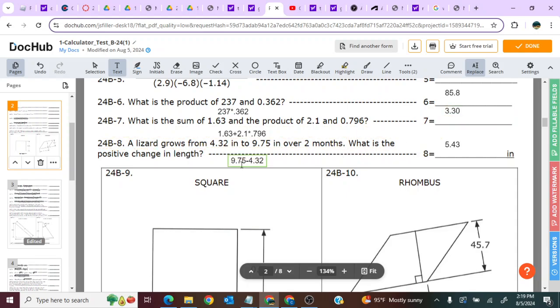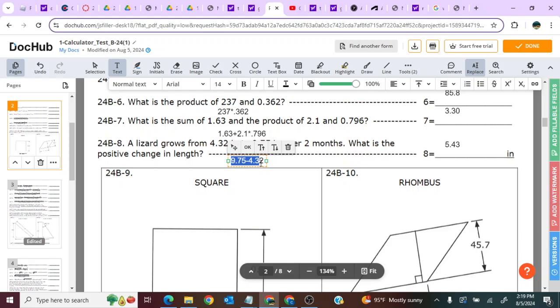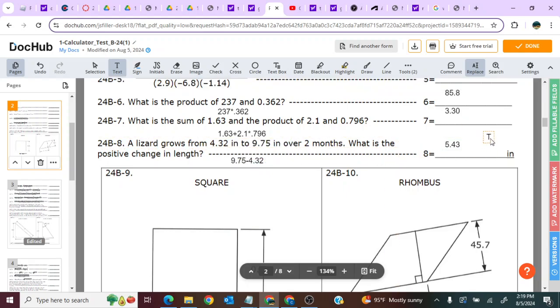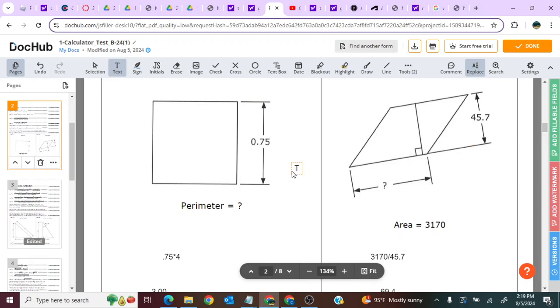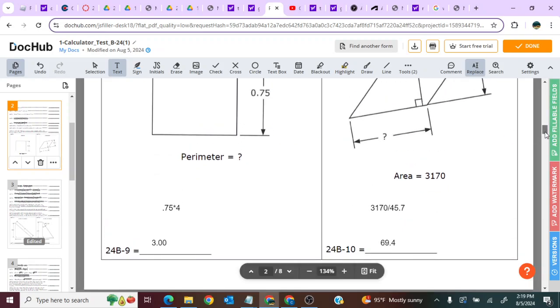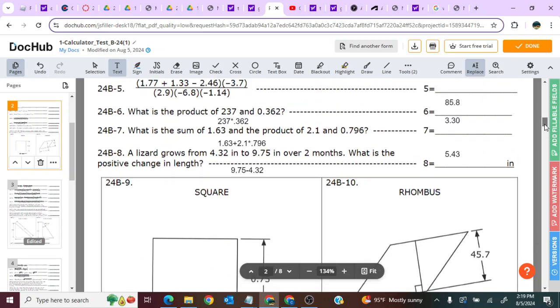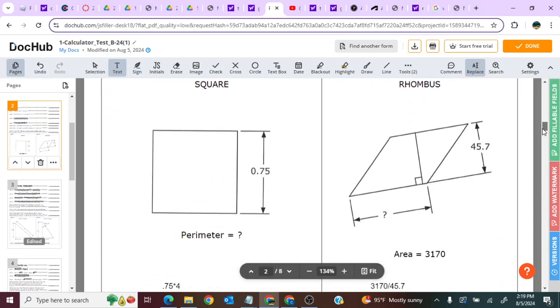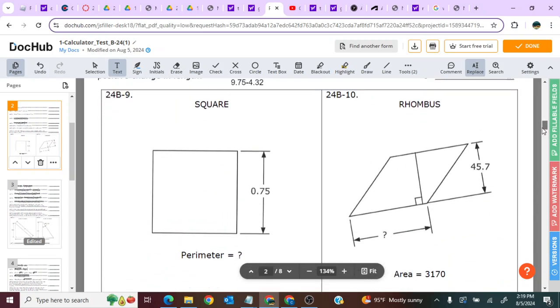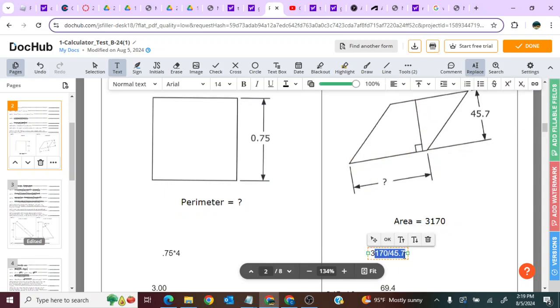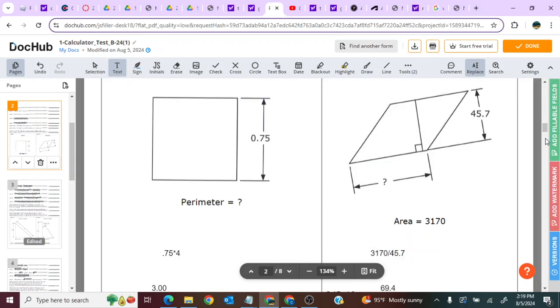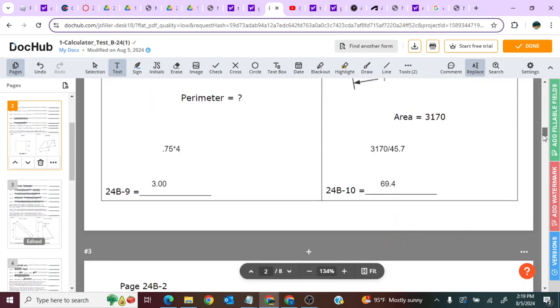Then a lizard grows. What's the positive change in length? Well, new minus original gets you 5.43 inches. The perimeter of a square with a side of 0.75, you just multiply by 4. And then the area of a rhombus is still base times height, so this unknown base times that height. So you divide the area by the height to get the base. And you get 69.4.